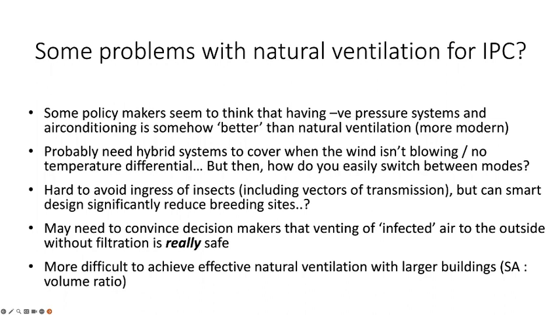It is also hard to avoid the ingress of insects, which may include vectors of transmission, but maybe smart design can significantly reduce breeding sites or eliminate these vectors, including mosquitoes, in other ways. I think if we are talking about potentially venting infected air to the outside, where we think it will be diluted, and this is an alternative to using filtration systems, which again will be a problem in maintaining airflow, we may need to convince decision makers that it is really safe. Is there a risk to someone who's outside the healthcare facility downwind that they might get infected? And I'm not sure that there is a lot of good information about this. And lastly, one intrinsic problem is that it is more difficult to achieve natural ventilation with larger buildings, which is just a function of the surface area to volume ratio.